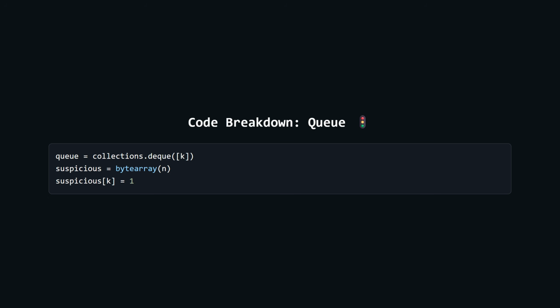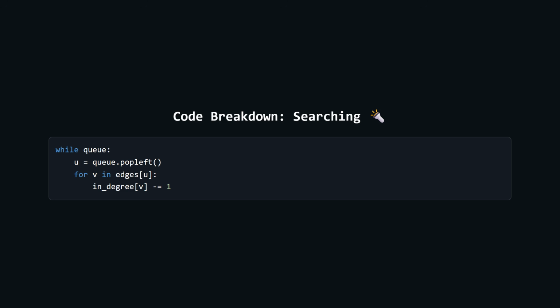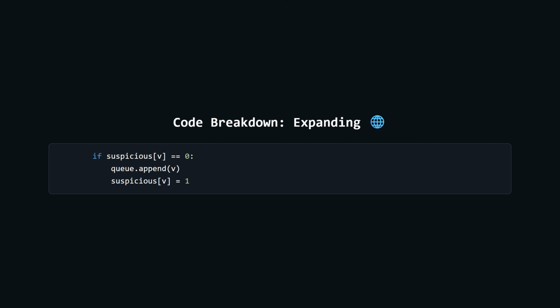We also create a list to flag methods as suspicious, marking our start as a 1. While we search, we grab the next method. For every method it calls, we crucially subtract 1 from that target's incoming count, just like we talked about earlier. Still inside that loop, if the method we are looking at hasn't been marked suspicious yet, we flag it as bad and add it to our queue to keep exploring its branches.